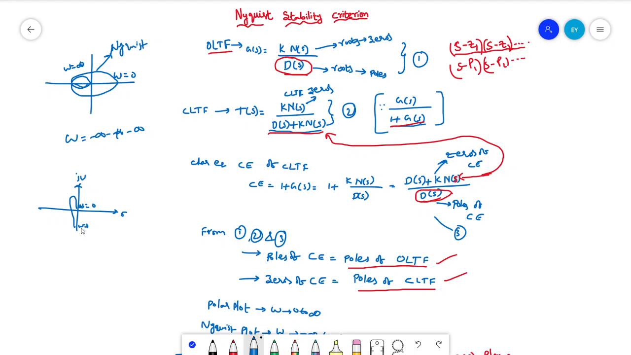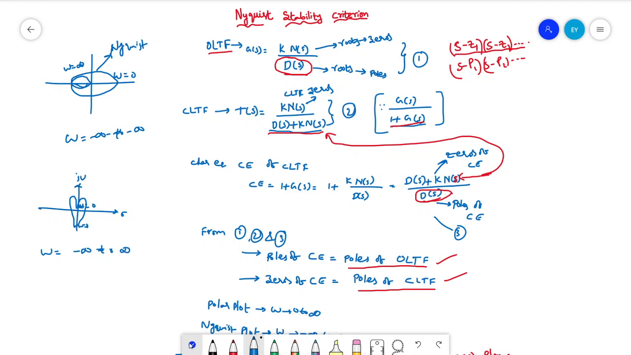So if you are extending this from minus infinity to infinity, that means omega should be extended from minus infinity to infinity, then the plot which we get is nothing but Nyquist plot. So it is nothing but a replica or mirror image. If you are drawing a polar plot and extending a mirror image of it, then that plot we can tell it as a Nyquist plot in a simple way.